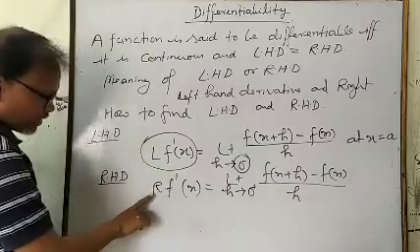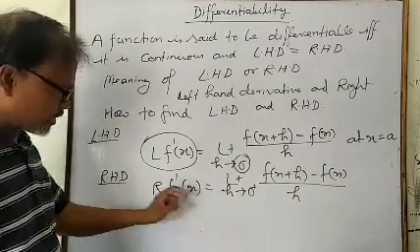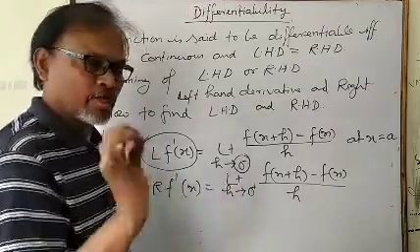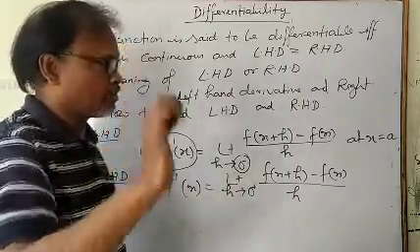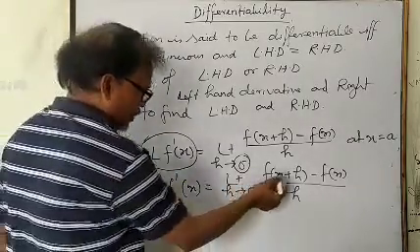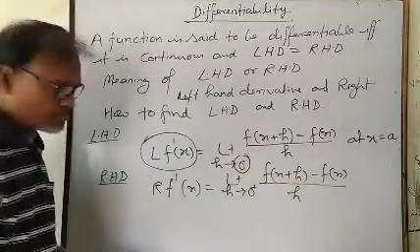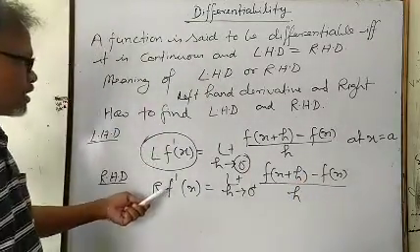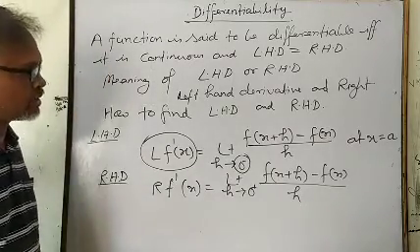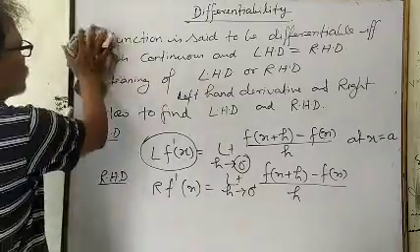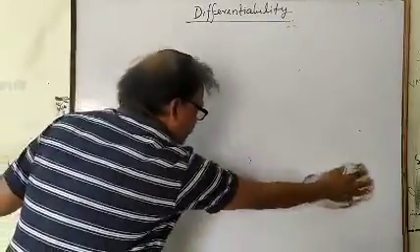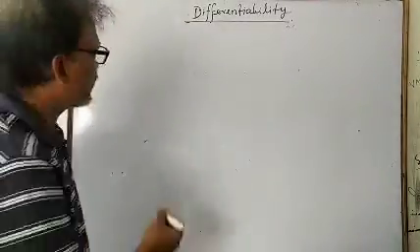Similarly, the right hand derivative f dash x, limit h tending to 0 plus. 0 plus represents that we take only the values of the function which are greater than a: f(x plus h) minus f(x) upon h. Now, if these two are equal and the function is continuous, then we will say that the given function is differentiable. How to show the continuity and the differentiability? We have one example.